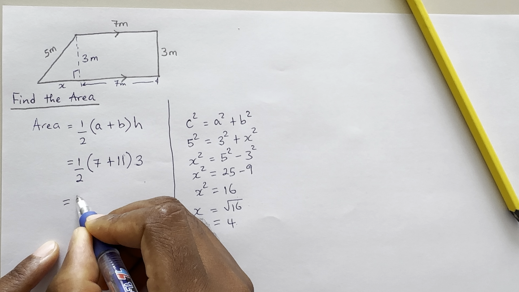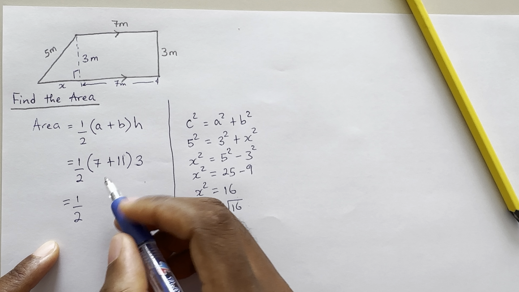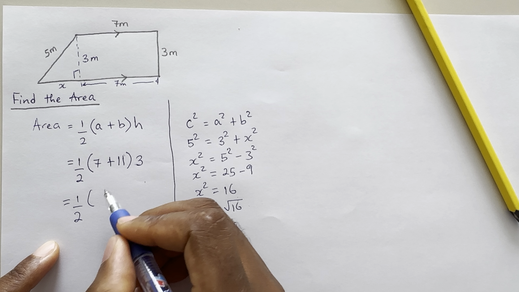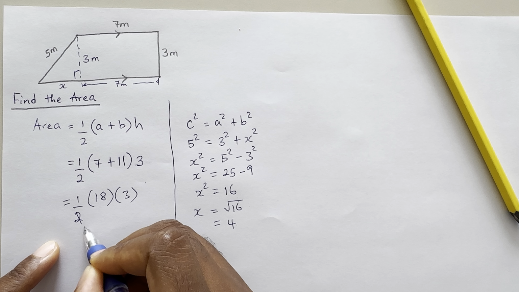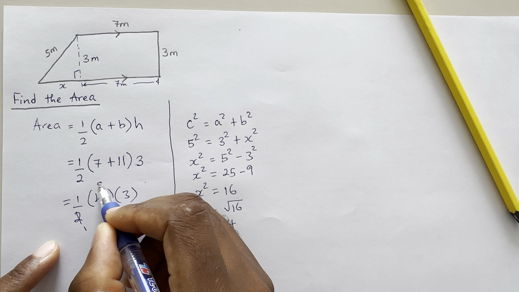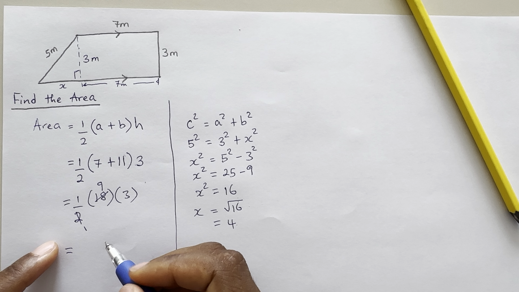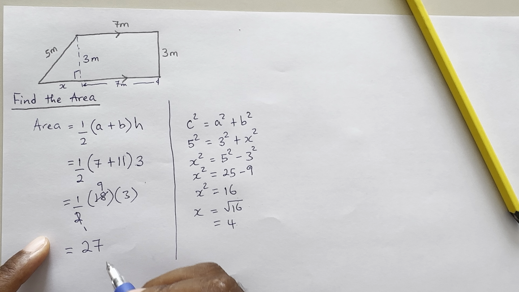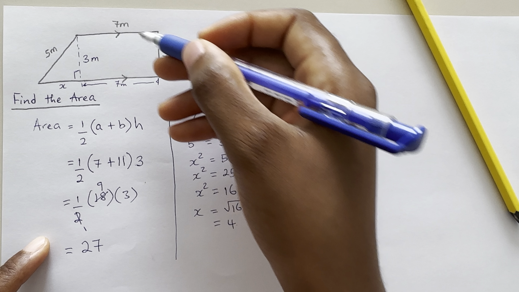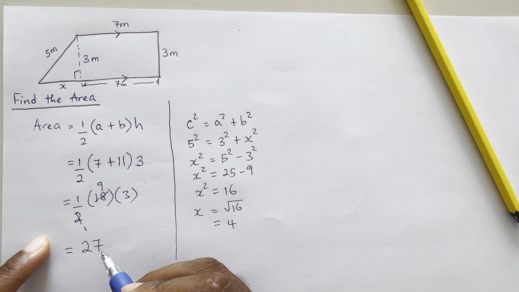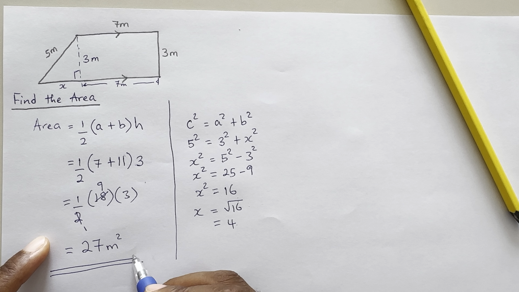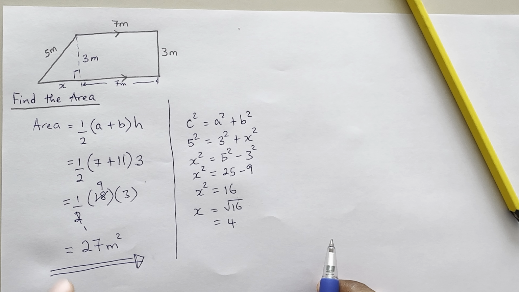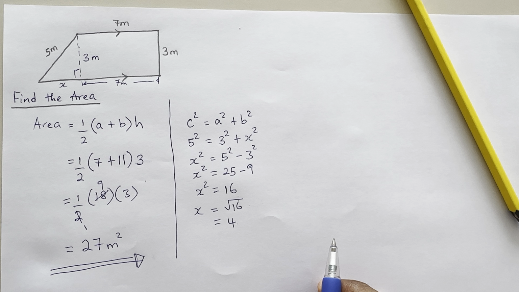So we go on to simplify. 7 plus 11 is 18, still multiplied by 3. 2 into 2 is 1, 2 into 18 is 9. So 9 times 3, we get 27. And these are meters, so our unit will be square meters. So the area of the trapezium should be 27 square meters.